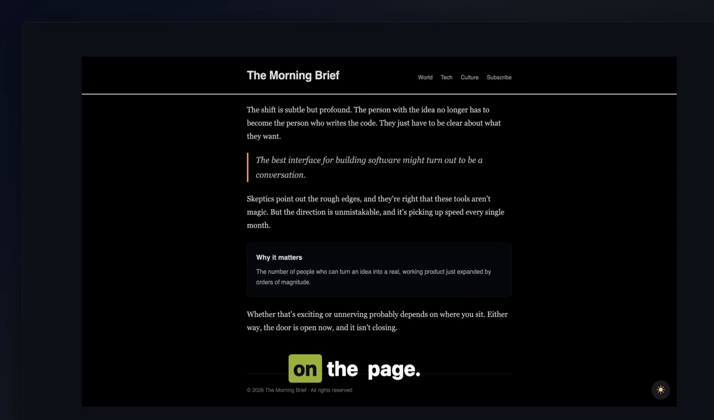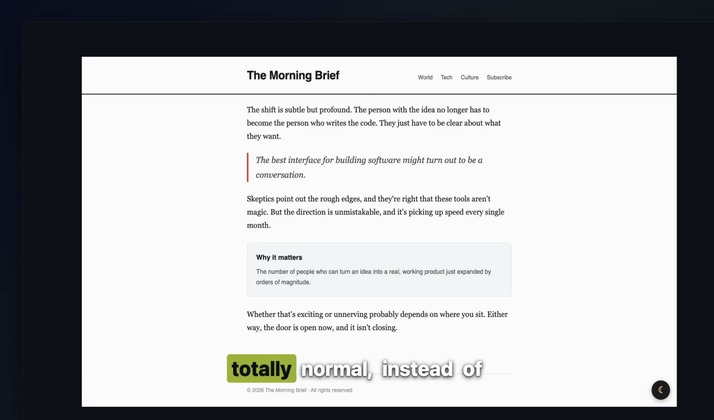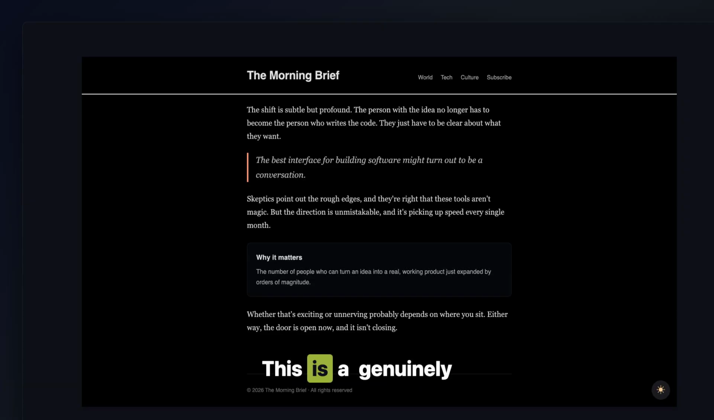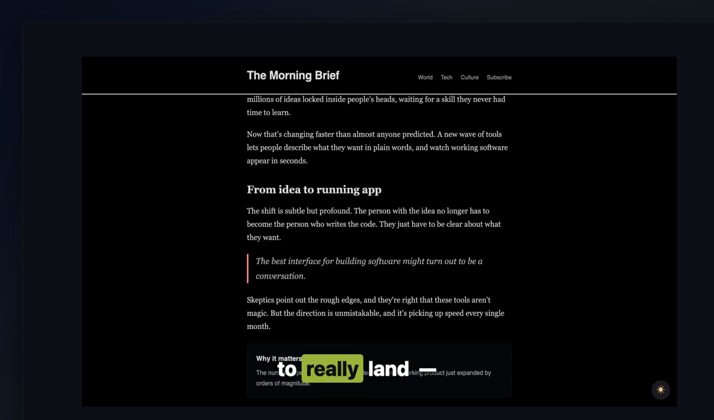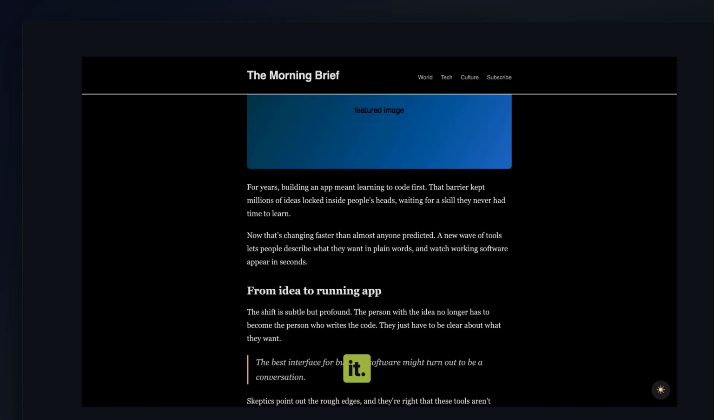And it works everywhere on the page. Watch, I scroll down and the whole thing stays dark. The text is easy and comfortable to read. And look closely, the pictures still look totally normal instead of the weird inverted colors you'd expect. Click the button again and it snaps right back to bright. This is a genuinely useful little tool that I would actually keep and use. And I want this to really land. I did not write a single line of it.